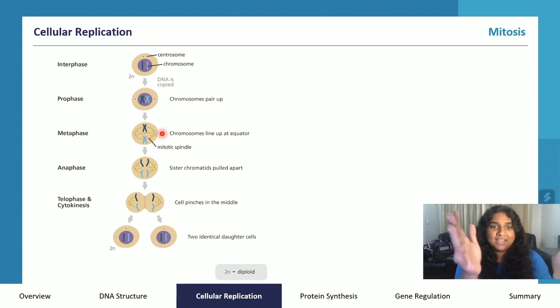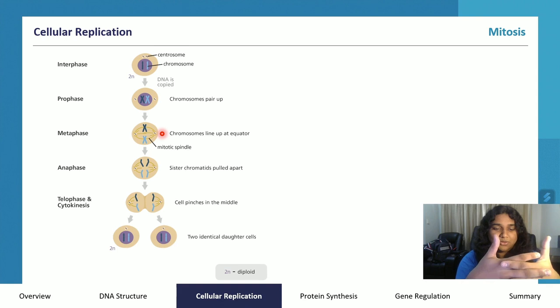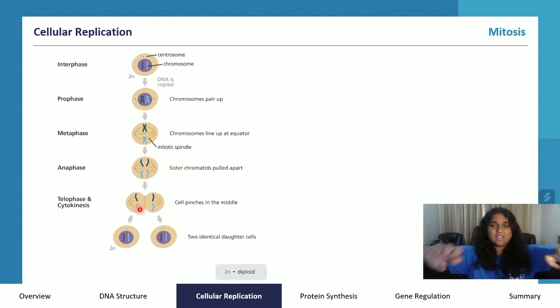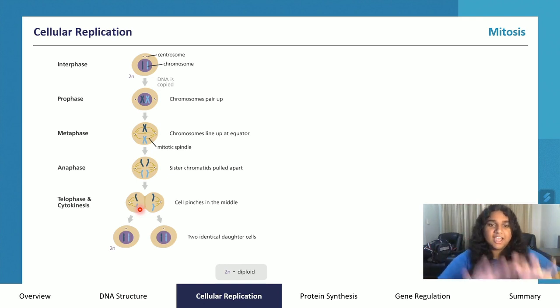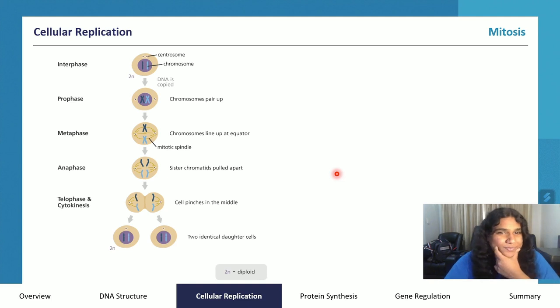Then what happens is in anaphase, the chromosomes which have lined up at the middle get pulled apart by the centromere, so that each of the sister chromatids gets pulled apart. And then in telophase and cytokinesis, all of the sister chromatids will reach the poles of the cell and they will start to form a nuclear envelope. So you end up with 2 separate nuclei sharing one body of cytoplasm. And then in cytokinesis, the cytoplasm will split into 2, and then the cellular membrane will form, making 2 identical daughter cells, which are diploid. That means that they've got 2 copies of each of the chromosomes.